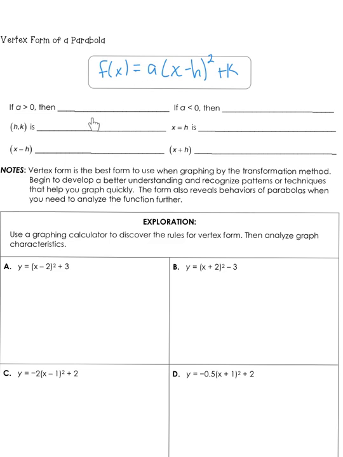If a right here is greater than 0, well, first of all, a is your stretch or shrink. But if a is positive or negative, it tells us something too. So when it's saying if a is greater than 0, they are looking for, does it open up or down? So this opens up if a is greater than 0, meaning positive, the parabola opens up. If a is less than 0, then the parabola opens down.